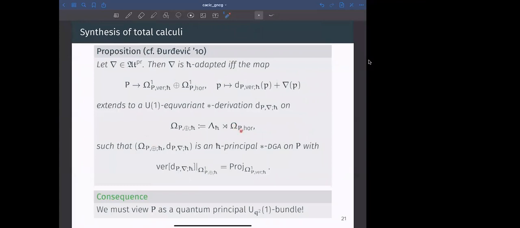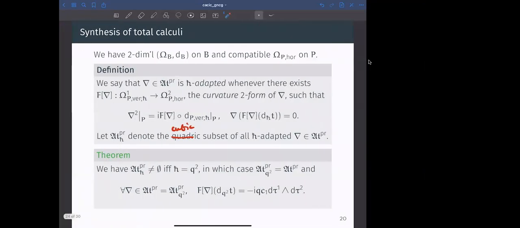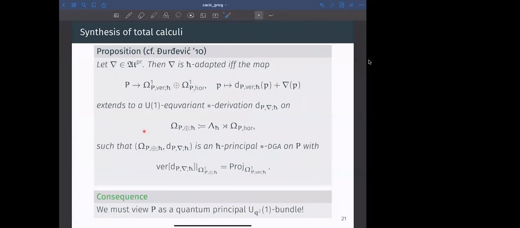You're H-bar adapted if and only if you can take the obvious sort of exterior derivative from zero forms to one forms, induced by your vertical exterior derivative and your gauge potential nabla, and extend it to really get a full star DGA. The whole problem is getting something that squares to zero. And getting something that squares to zero is exactly what gives you these two conditions here. It's exactly what forces this condition upon you. And so D squared from zero forms to two forms being zero forces this on you, and D squared from one forms to three forms being zero forces this in addition. And so as a consequence, if we want to build full total calculi from these constant curvature connections, we have no choice. We have to view P as a U_{Q squared} of one bundle.